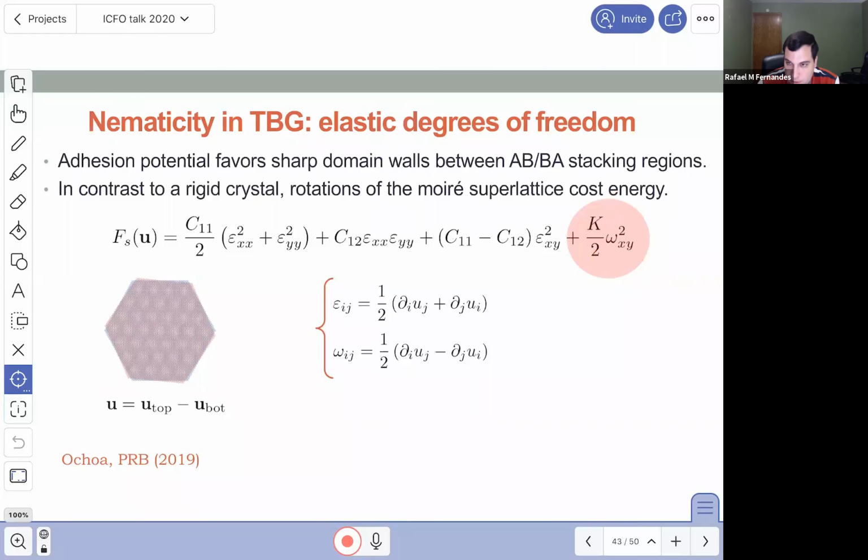In a regular crystal, it doesn't cost you any energy if you rotate the crystal. Rotations are the anti-symmetric combination of these quantities here, okay? This is the rotation tensor. Omega xy is rotation with respect to the z-axis, okay? But because I have this adhesion potential connecting the two layers, it costs me energy if I want to rotate them. So I have to pay rotation energy, which doesn't happen in rigid crystals.